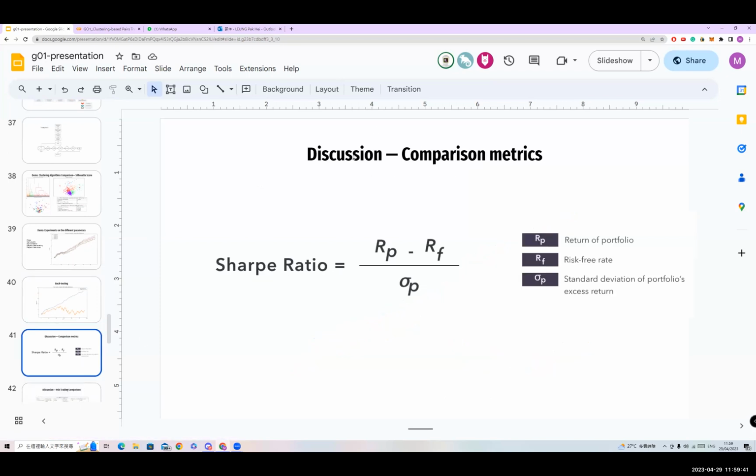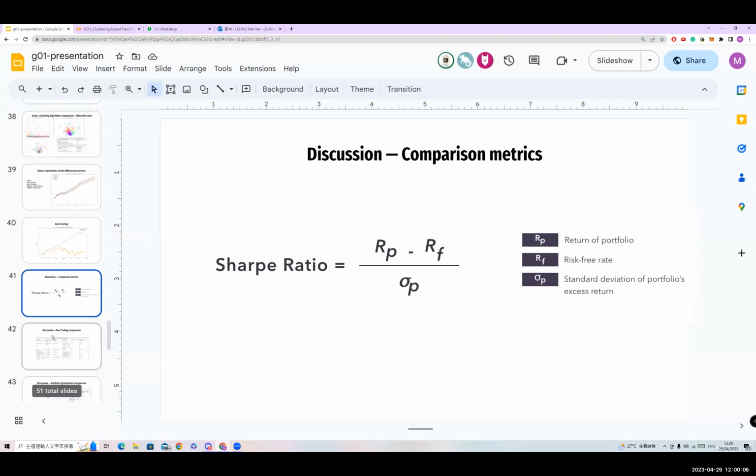Okay, but how do we determine a good strategy when we do the comparison? Just like what I mentioned just now, we use the Sharpe ratio. The Sharpe ratio is the return of the portfolio minus the risk-free rate, divided by the standard deviation. Standard deviation is the risk, and the return is the gain. So we want to maximize the return and also minimize the risk, which means that the higher the Sharpe ratio is, generally the better the performance is.